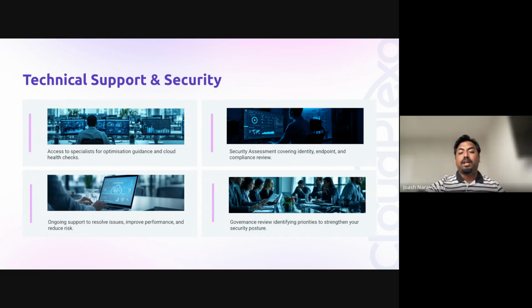That's why we're offering a complimentary Microsoft security assessment. During this assessment, we review identity, endpoint protection, compliance, security posture, and governance. The outcome isn't simply just another technical report. It's a clear set of prioritized recommendations that leadership teams can use to strengthen their overall security strategy.